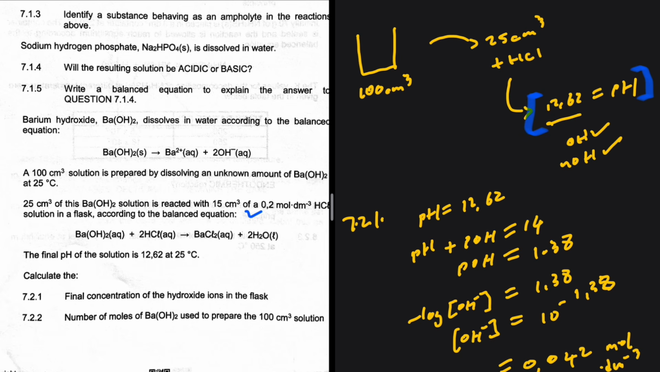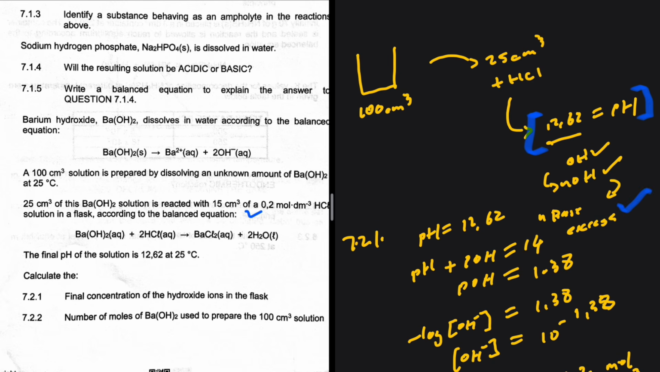Because if we calculate the number of OH⁻ that are in the flask at the end, we are then going to be able to calculate the number of moles of the base that are in excess, right? We're going to be able to calculate the number of moles of the base that are in excess. So that's what that information is going to allow us to do.